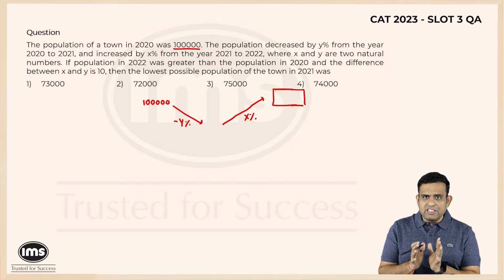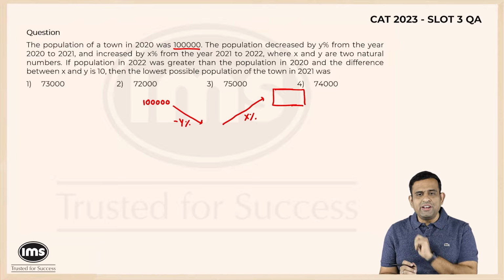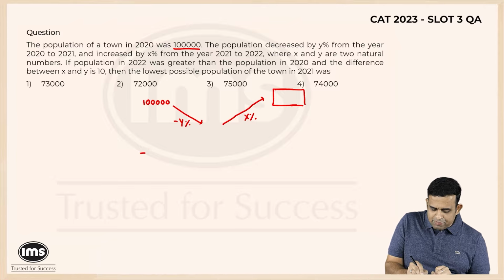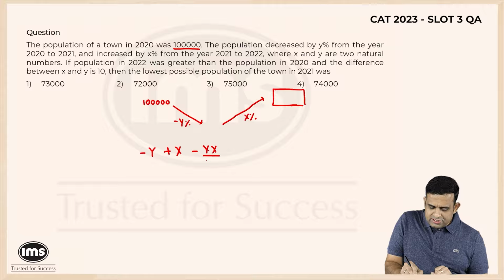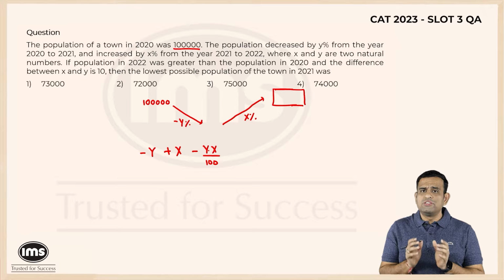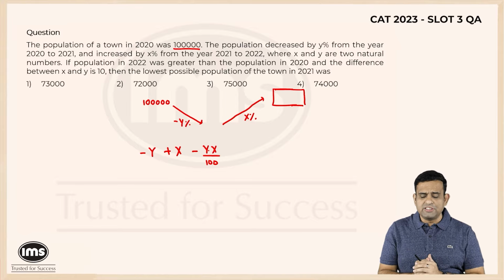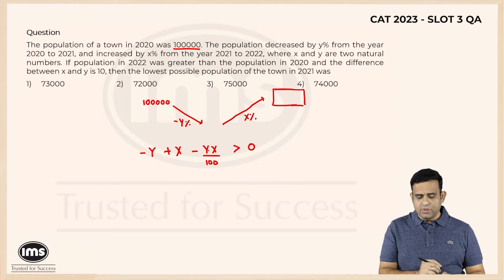So in this particular case, if I look at the percentage change after a drop of Y and an increase of X, one can say the net percentage change would be -Y + X - (Y into X)/100. This is my net percentage change, and what do I want? Since my final value is more than, let's say, 1 lakh, this change needs to be positive.